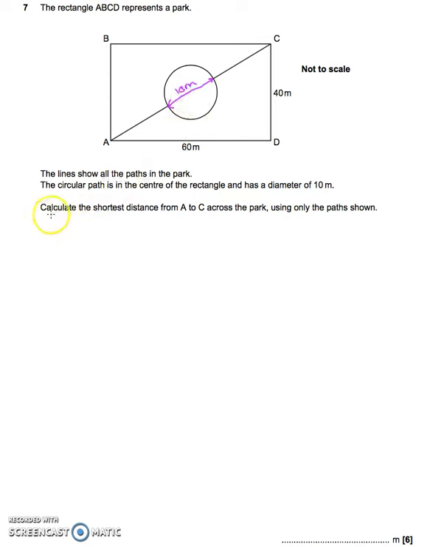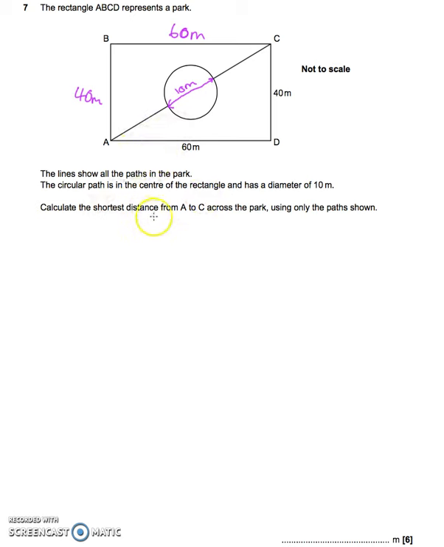And we are asked to calculate the shortest distance from A to C across the park using only the path shown. Now, we can get from A to C by going A to B and B to C. Obviously, that's not going to be the answer. We could easily work out that it would be 40 plus 60 meters, given that it's a rectangle, so that side's 40 meters as well. That's 60 meters. If we just added those numbers together, we'd get a way of getting there. It's a 6-mark question, so it's not going to be as simple as that.